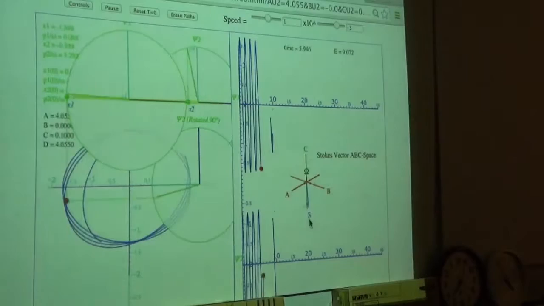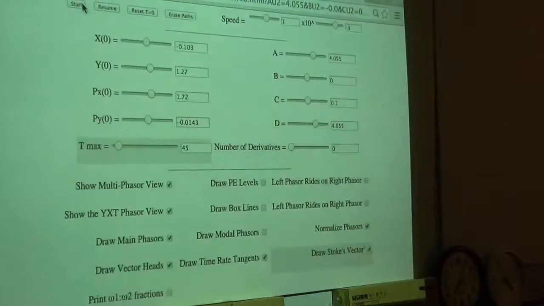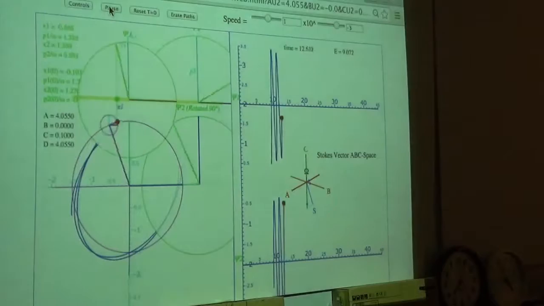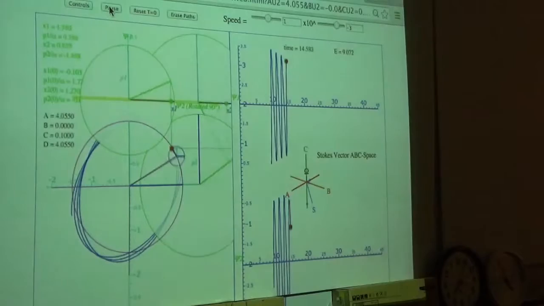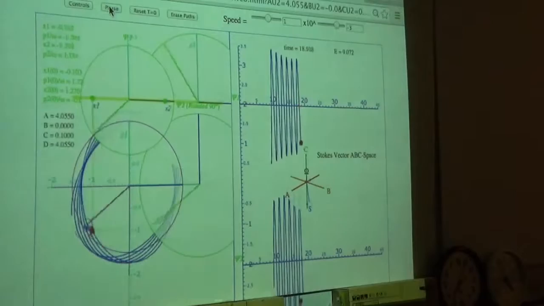And one thing that you can do with this, I'm going to erase the paths and pause here real quick and go in here and let one phaser ride on the other and then resume. And you can see what it's actually doing. The right-handed phaser is being taken on a trip in the left-handed direction. We're going to talk about that later, the hypocycloid motion that you would get if there was actually something rolling on a bigger circle. But that sort of sums up the focal motion that you get.